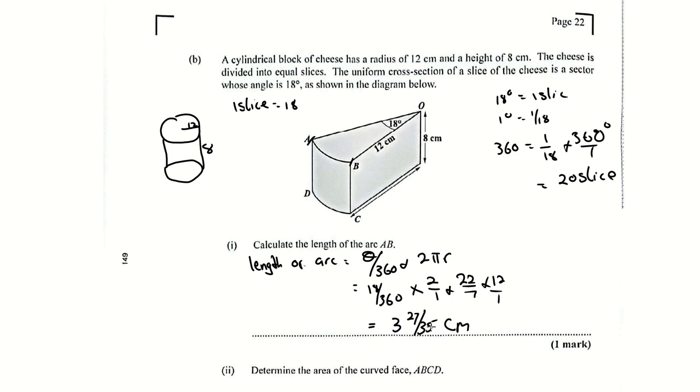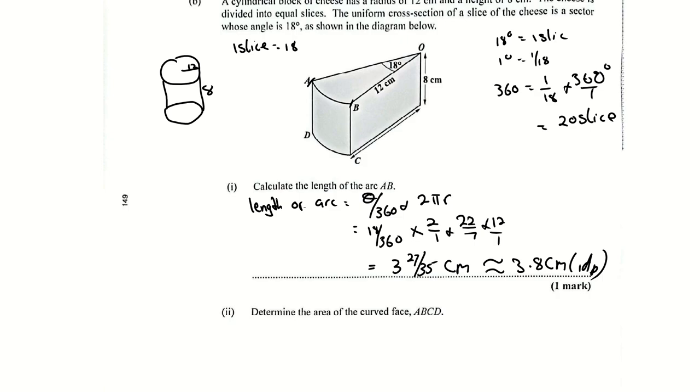Or if you want it, you could put 3.8 centimeters to one decimal place. Do you understand this, everyone? Right, so even if you don't know the formula, this is given in your formula sheet.